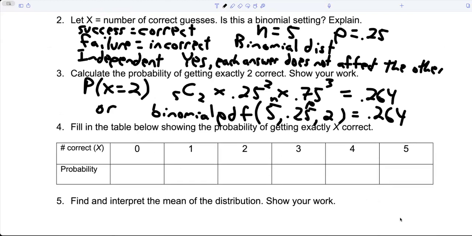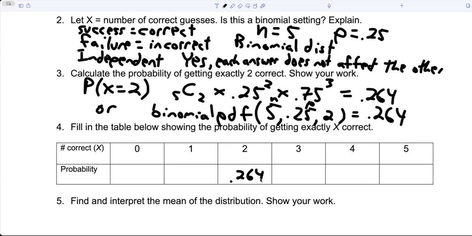So let's fill in the table here on our probability distribution. That's 0.264. And let's go ahead and fill out the table. So take your calculator, do binomial PDF for 0, and then for 1, and then for 3, 4, and 5. Can someone help me out here with these probabilities?